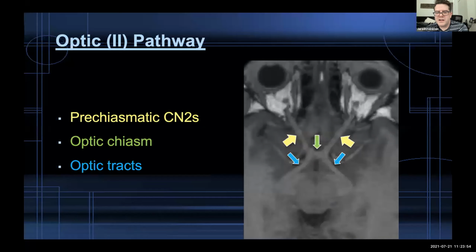So here is a graphic depicting the optic apparatus. So yellow, again, those are the optic nerves, but now we're intracranially. Green is the chiasm where they connect, and blue points to optic tracts posteriorly as they decussate. They crisscross, and then they travel up to the tracts and radiation back to the occipital lobes where we process vision. Next.